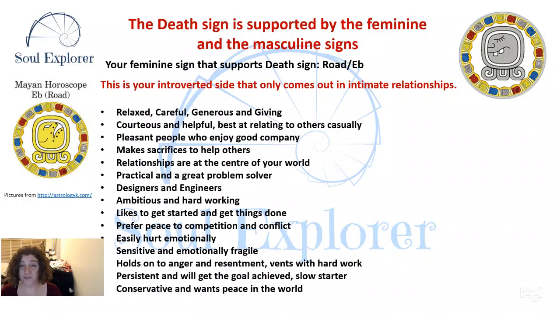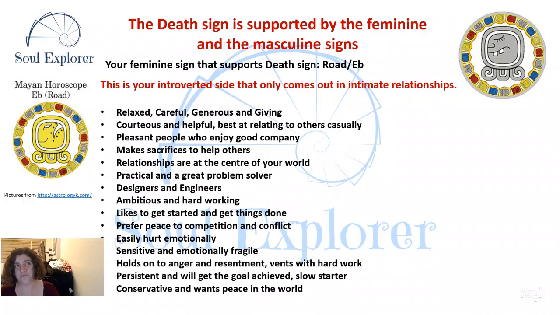Relationships are the center of your world. You're an extremely practical person, an amazing problem solver. You would be a great designer, an engineer. You're very ambitious, very hardworking, and you achieve your goals, which comes from the Death transformation sign also. You like to get started. You like to get things done. You don't like hanging around. You're quite impatient with hanging around. You just want to get started. You just want to get it done. You prefer peace to competition and conflict, most definitely.